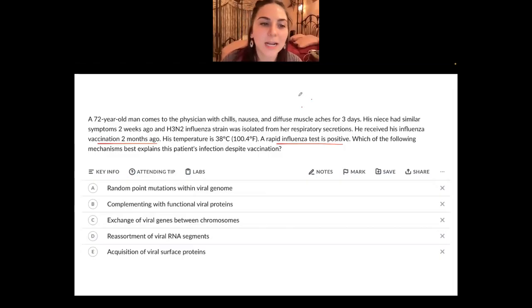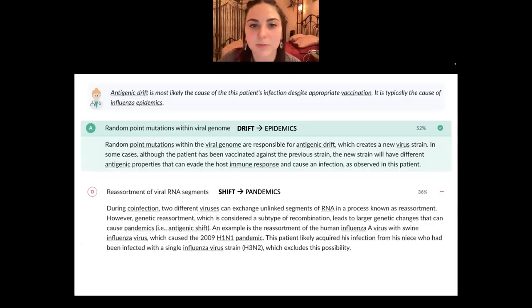This is the whole idea of antigenic drift, which is what A is. This is why we have to get the flu vaccine every year. It doesn't work every year because they guess, or there's original antigenic sin. But still, this is the whole point of it. This is what is responsible for your flu epidemics. So A is your point mutations within the viral genome. This is antigenic drift. Think epidemics with drift.